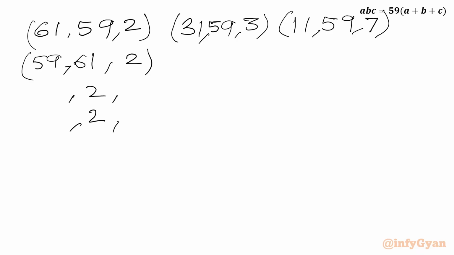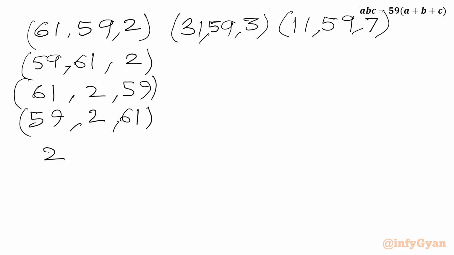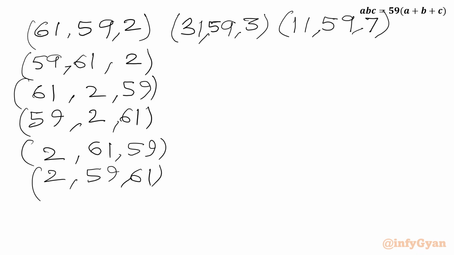We will write here 61, 59. We will write here 59, 61. Then we will fix the place of 2 here. We will write 61, 59. Then we will write 59, 61. So 6 triples are here.